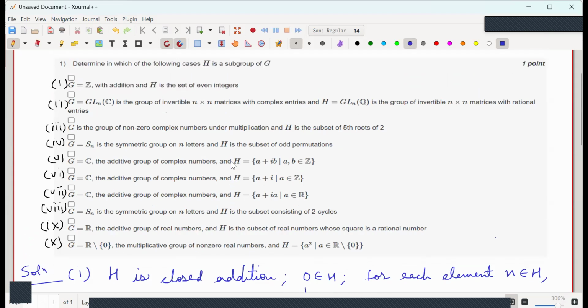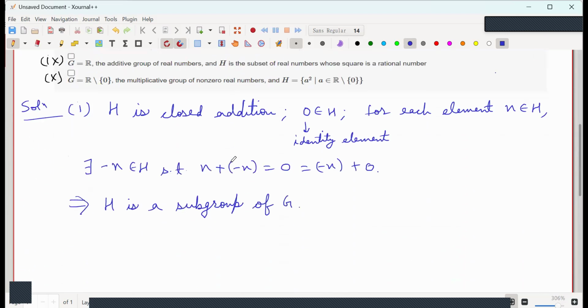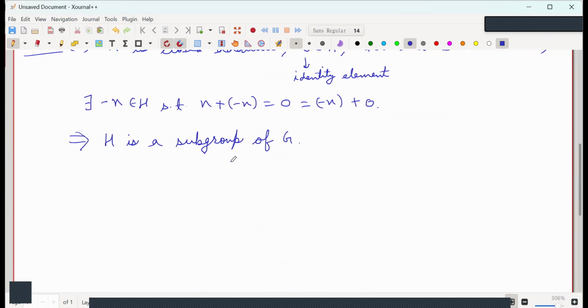Yes, sir. Good, Pranjana. So what's the reason? Let's say it is. So again, the identity element belongs to H, and for every element belonging to H, the inverse also is a rational matrix. So the inverse also exists in H. So it's a subgroup.